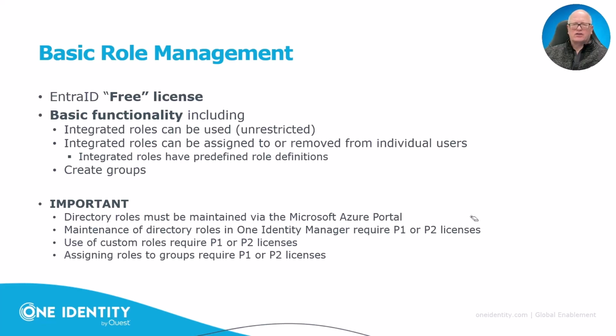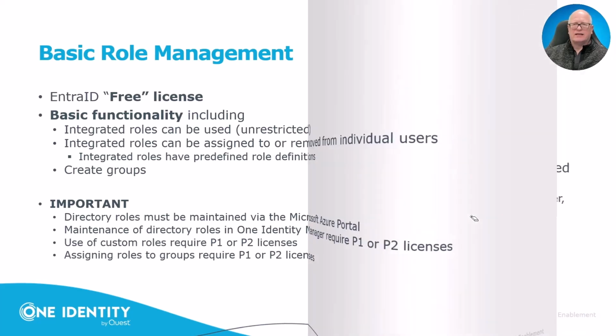For a lot of other features, this is what you can see under the header of important. For a lot of other features, you need, of course, licenses. So directory roles, as you can see, must be maintained via the Microsoft Azure portal. That means these directory roles can only be maintained there. On the other hand, for the maintenance of directory roles in the Identity Manager, you need P1 or P2 as a license type in Entra ID. And the same for the use of custom roles and the same for assigning roles to groups. That is all stuff where you need more licenses. So let's have a look into that.